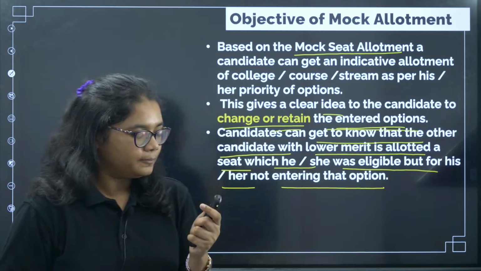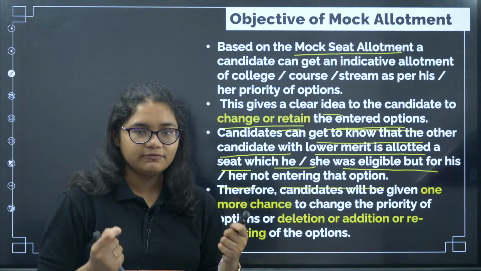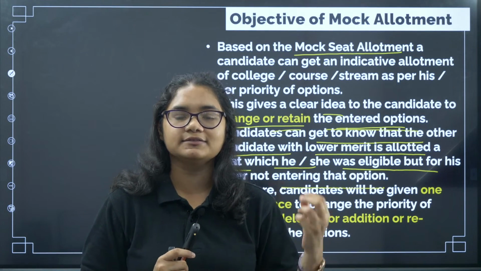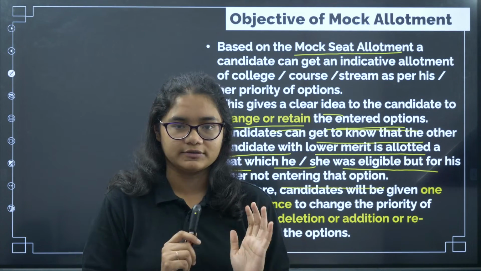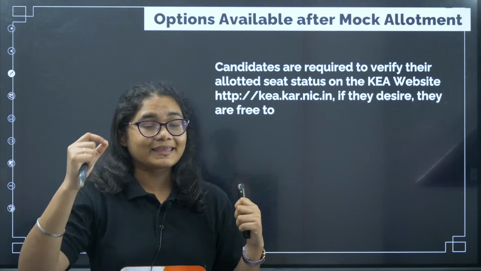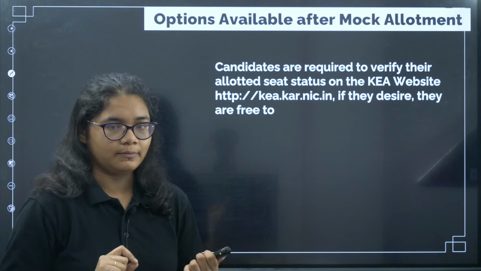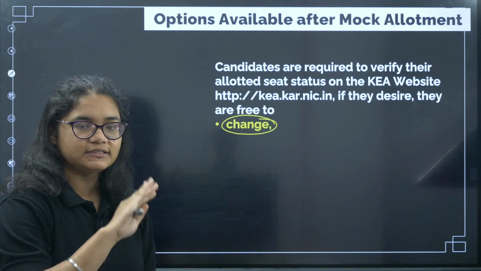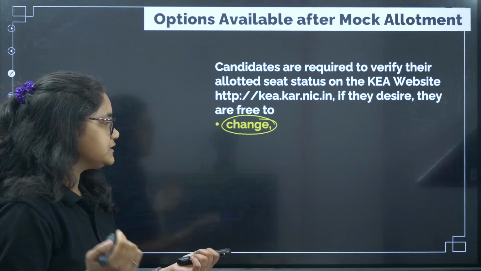So you will be given one chance after the mock entry to edit your option entry, so that you can get the desired college and the preferred branch for yourself. Now let us understand what you will be able to do after the mock allotment. You can change the option entry after the mock allotment. What changes can you make?